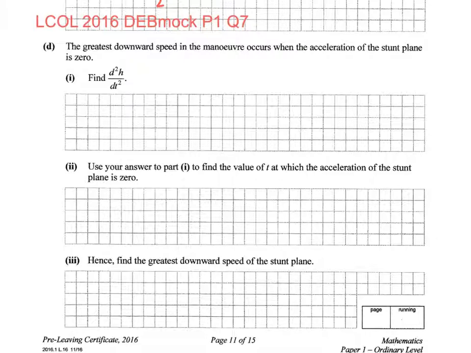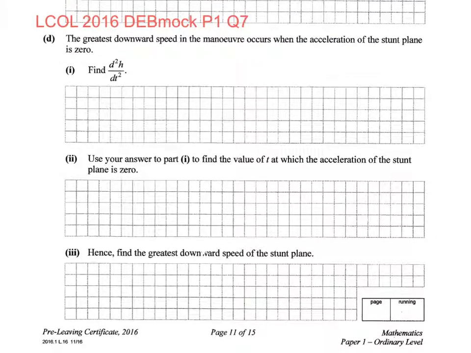Moving on to part D. They tell you that the greatest downward speed occurs when acceleration is 0. Now, to some extent, one of the things you need to know and learn about is the idea of when you have a function that represents distance. So this h is the distance, and then you've got your speed or velocity, and you've got acceleration. And these three ideas, you need to understand there's a connection between them.